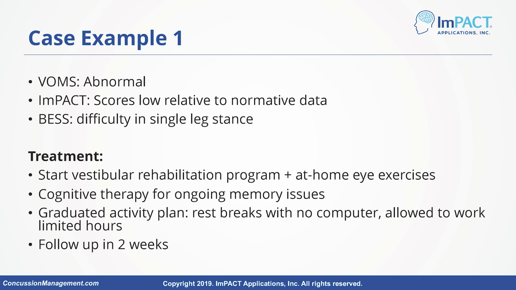His scores were abnormal for the VOMS, and the ImPACT scores were low relative to normative data. In this case, there was no baseline data, so his scores were compared to the normative data. He also, in the BESS, demonstrated difficulty standing in a single leg stand, suggesting that there may be some balance problem along with some of the vestibular and cognitive issues. So, treatment for this was recommended: that he start a vestibular rehab program at home.